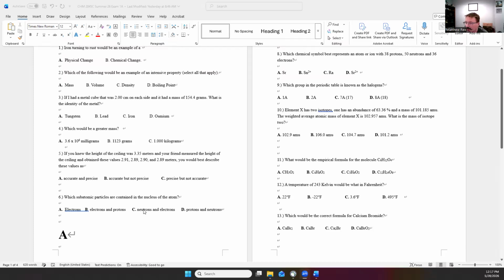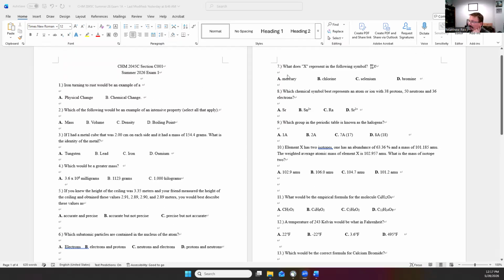Go back to our exam. Question 6. Which subatomic particles are contained in the nucleus of the atom? And that's just the protons and the neutrons. They make up the nucleus, and the electrons essentially can orbit outside of that.